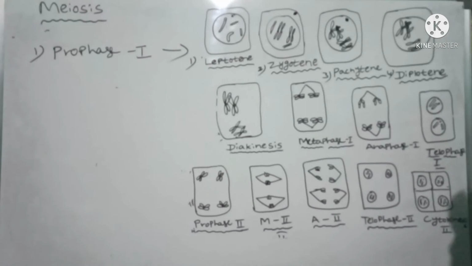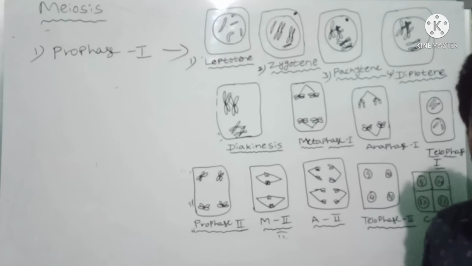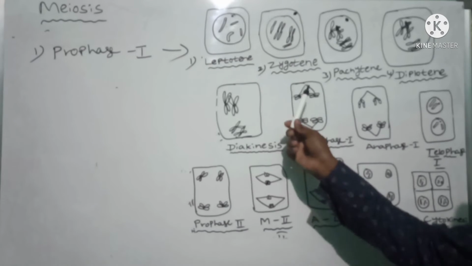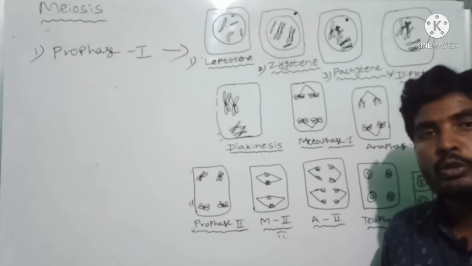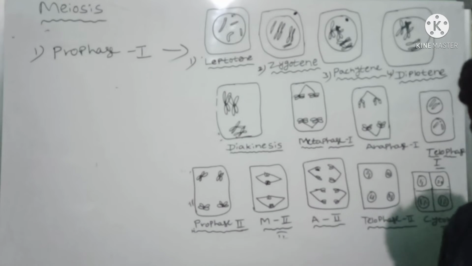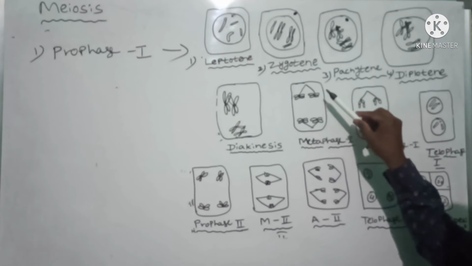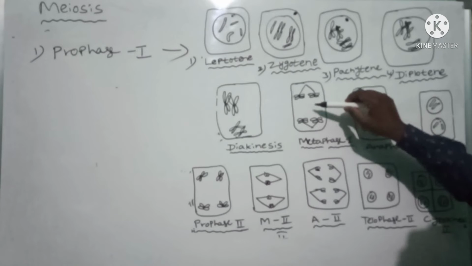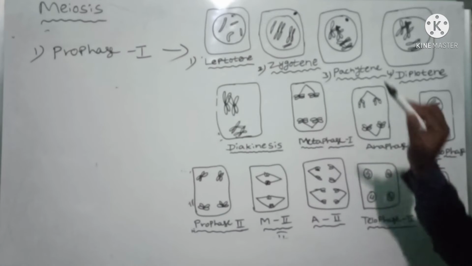Chromosomal congression will appear. What is the meaning of chromosomal congression? In metaphase, chromosomes move from the cytoplasm towards the equator plate. That is called chromosomal congression. The chromosomes can migrate towards the equator, a special character for metaphase 1. One bipolar spindle apparatus will form.